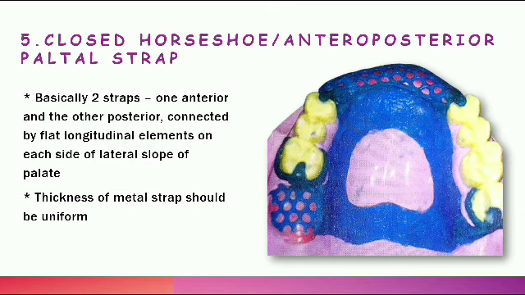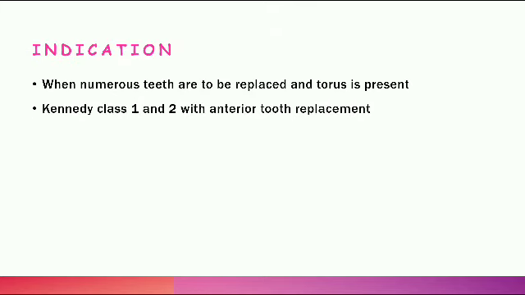Now let us move on to the indications. What are its indications? You can use it in Kennedy Class 1 and Class 2, or modified Class 1 and 2, if anterior tooth replacement is also required. And the second indication is when numerous teeth are to be replaced and there is a torus present. So these are the cases where you can use a closed horseshoe.